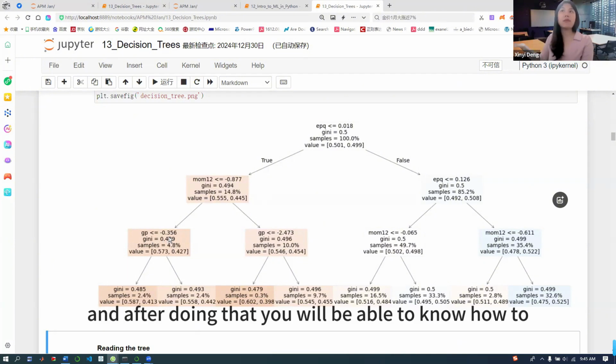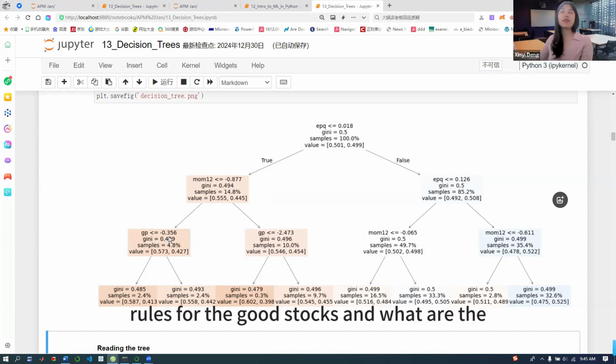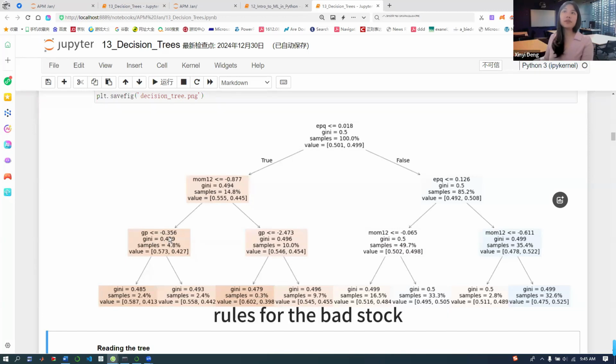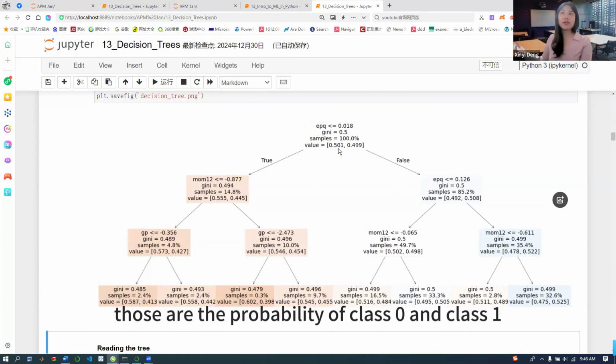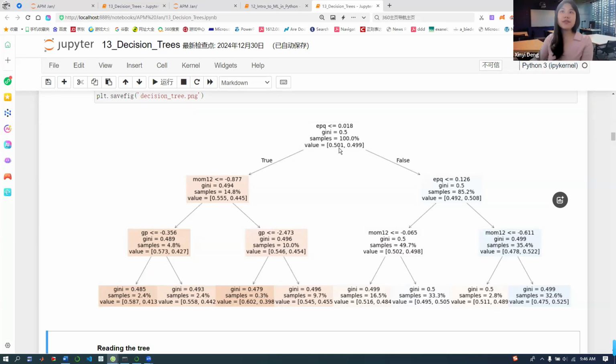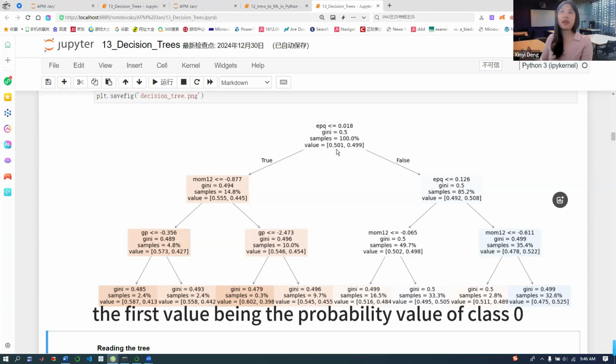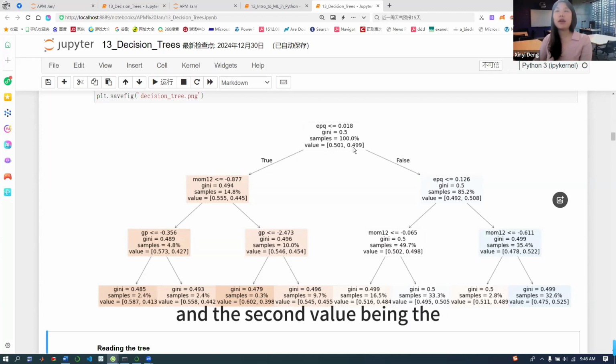And after doing that, you will be able to know how to decide what are the rules for the good stocks and what are the rules for the bad stocks. So here, basically, the values here are the probability values of our different classes. We only have two classes. Those are the probability of class 0 and class 1.